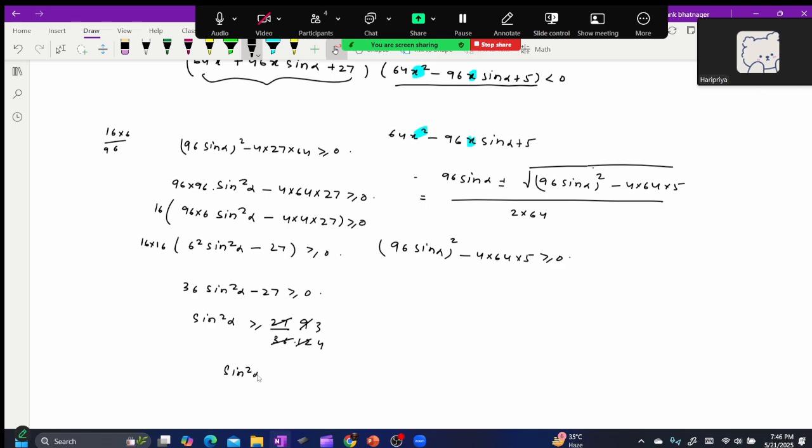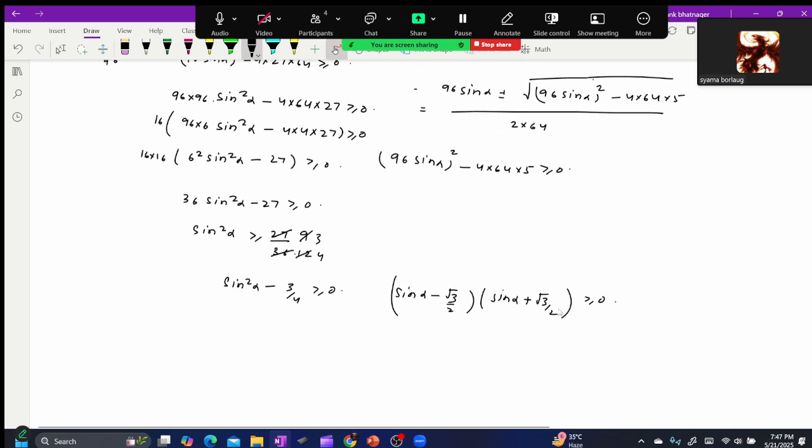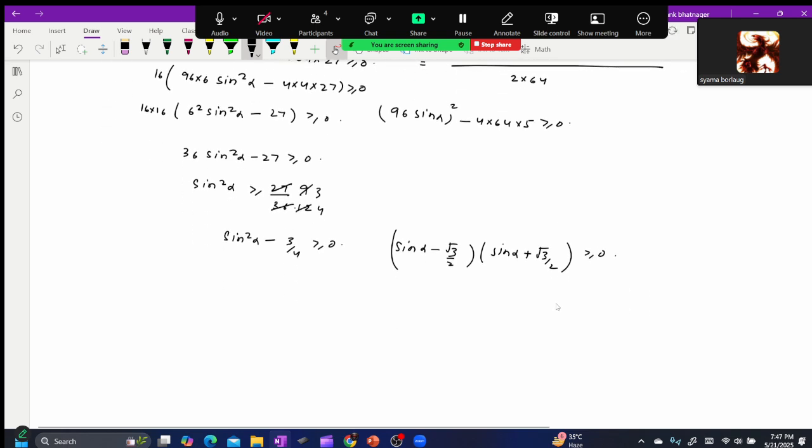Sine square alpha minus 3 by 4 is greater than or equal to 0. That means we are having sine alpha minus root 3 by 2 and sine alpha plus root 3 by 2, correct, is greater than or equal to 0. Sine will be either 60 or 120. Alpha.